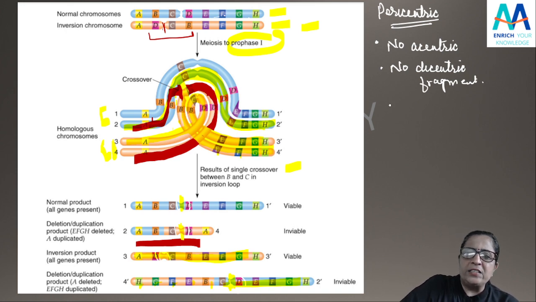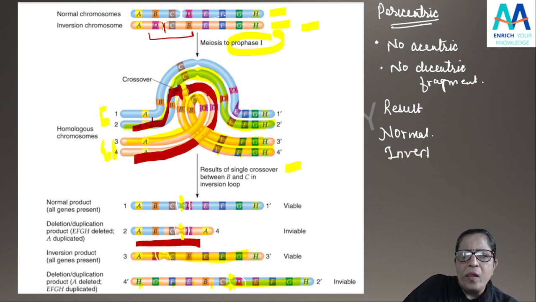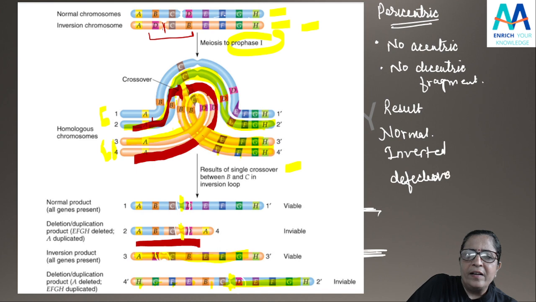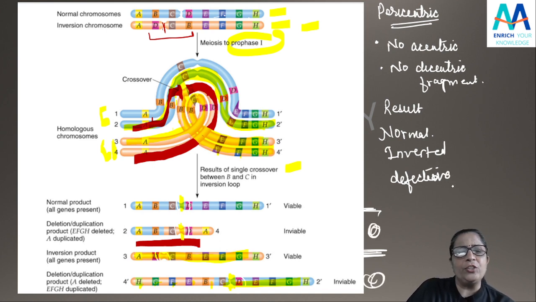Okay. Again the result, what can you see? यहाँ पे result क्या मिल रहा है आपको? एक आपका normal है. Yes. दूसरा भी आपका normal है लेकिन inverted है. ये वाला. This one. Yes, this is normal. This is normal but inverted. And other two are again not normal, I can say defective है. That is inviable, this and this.